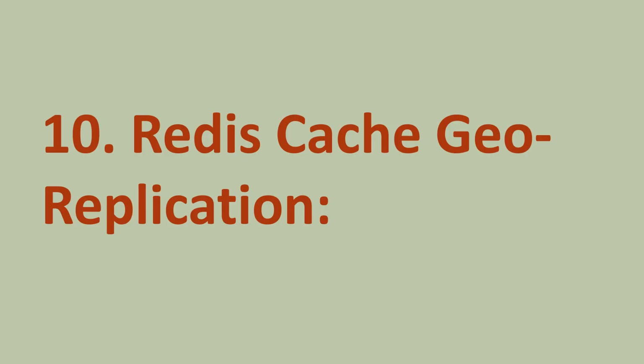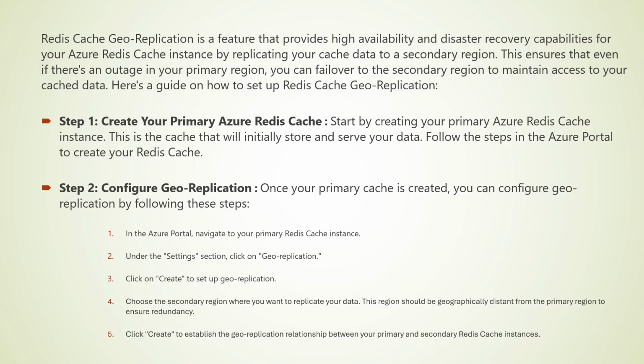10. Redis Cache Geo-Replication. Redis Cache Geo-Replication is a feature that provides high availability and disaster recovery capabilities for your Azure Redis Cache instance by replicating your cache data to a secondary region. This ensures that even if there's an outage in your primary region, you can fail over to the secondary region to maintain access to your cached data. Here's a guide on how to set up Redis Cache Geo-Replication.